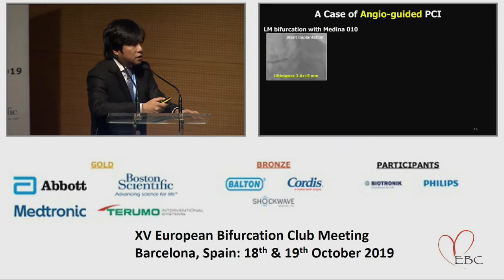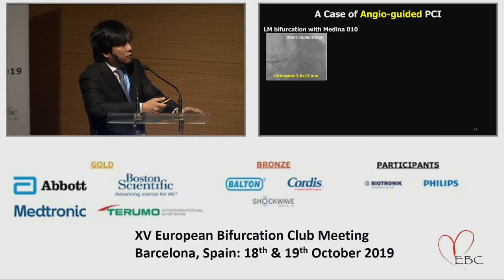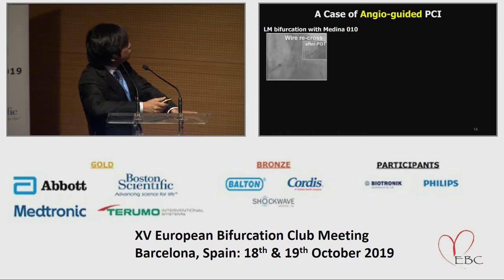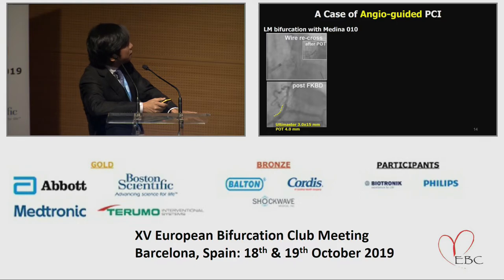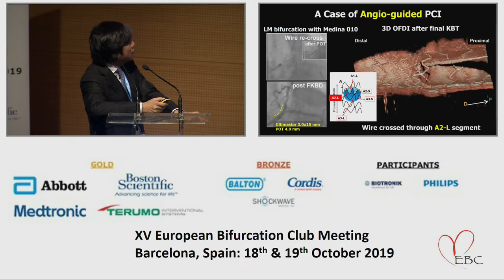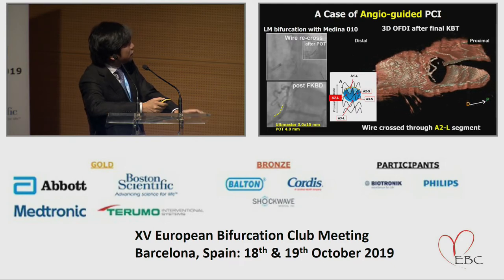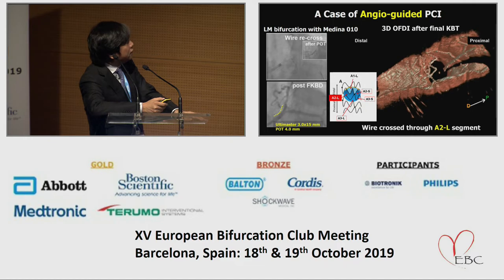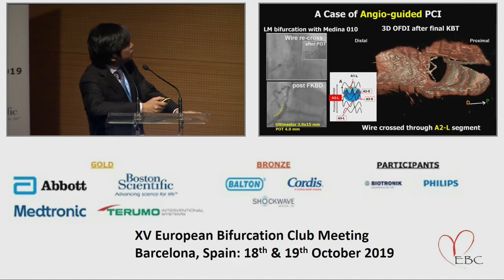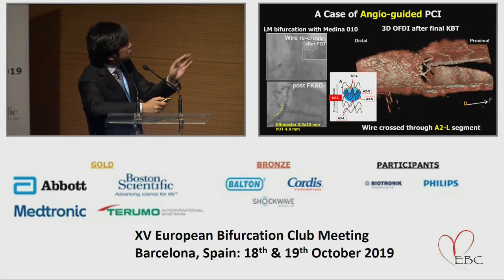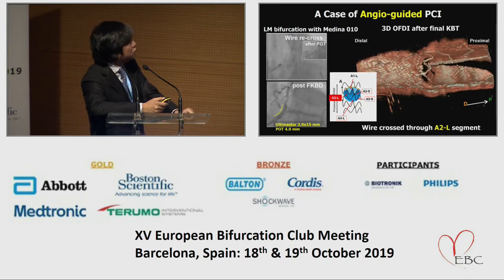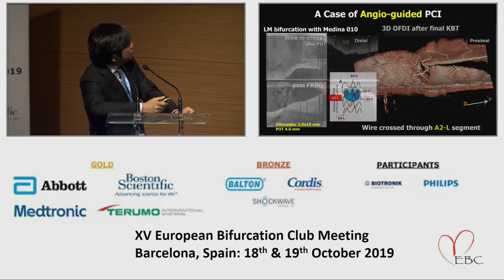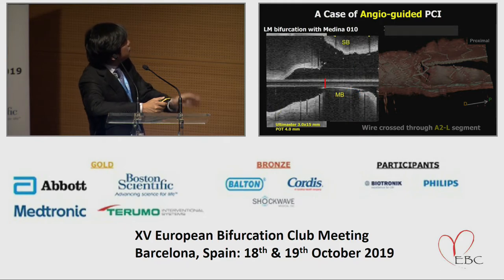This is a case of angio-guided PCI. So a left main bifurcation was treated with the Ultimaster stent, and you can really see that after the POT, there was a rewiring and a kissing balloon was performed, and final OFDI was performed to look at the malapposition at the bifurcation, and that showed that the wire was actually taking the proximal cell. So even after the kissing balloon, you really see that one ring is protruding into the bifurcation of the left main.